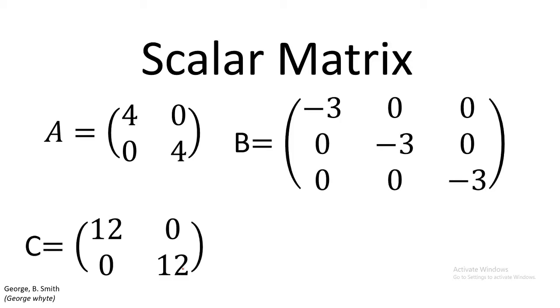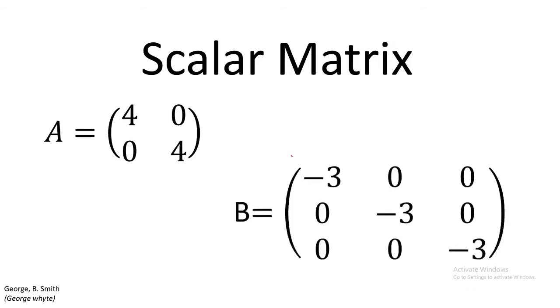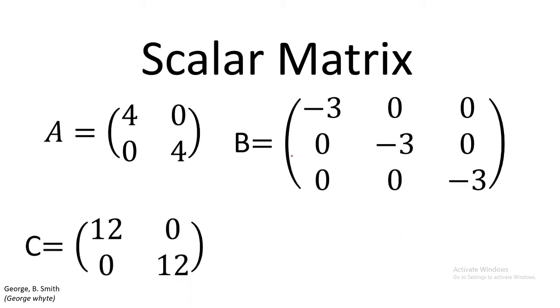You can put it this way: all scalar matrices are diagonal matrices, but not all diagonal matrices are scalar matrices. If you notice, the first two, A and B, are diagonal matrices, but they aren't scalar matrices. So every scalar matrix is a diagonal matrix, but not every diagonal matrix is a scalar matrix.